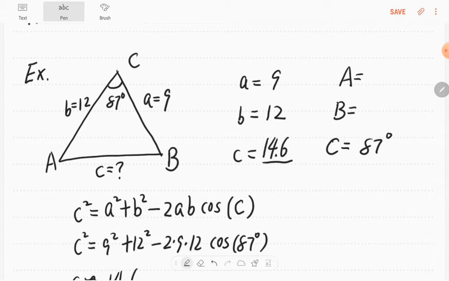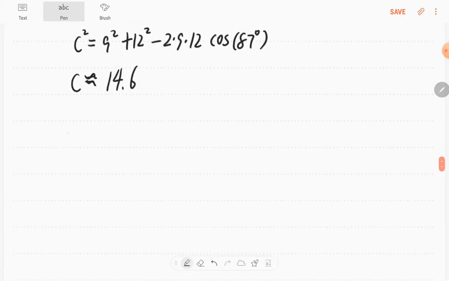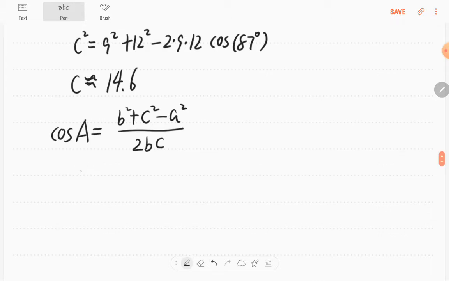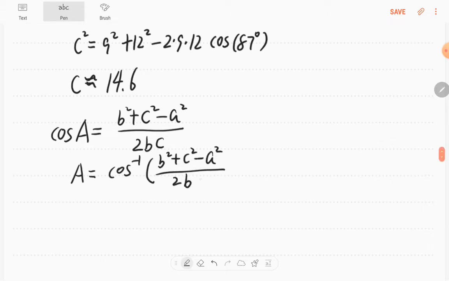However, if we use the law of cosines, because we know three sides now, we can calculate, for example, cosine A. Cosine A is equal to b squared plus c squared minus a squared over 2bc, right? Then we can say A must be the cosine inverse of this number.